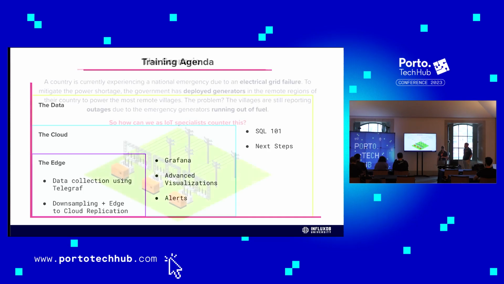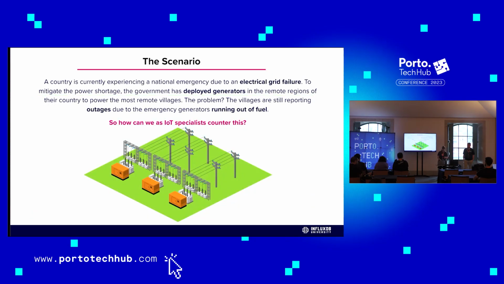So the scenario that we're going to be going over here: a country is currently experiencing a national emergency due to an electric grid failure. We call this winter in Texas. To mitigate the power shortage, the government has deployed generators in the remote regions of their country to power the most remote villages. The problem: the villages are still reporting outages due to the generators running out of fuel. So how can we as IoT specialists counter this scenario?